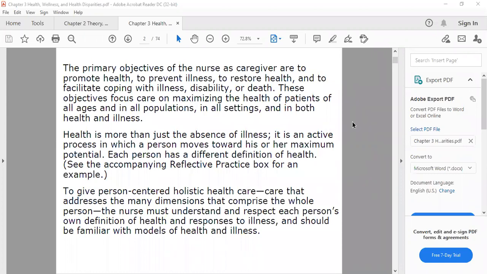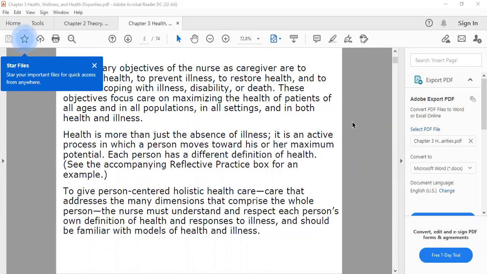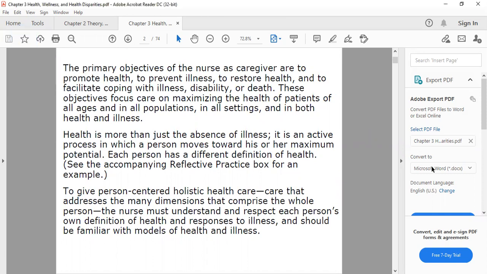All right, so primary objectives of the nurse are to promote health, prevent illness, and restore health, also to help the patient cope with illness, disability, or death. We're focusing on this in all patient populations, in both health and illness. Health is more than just not having the illness itself. It's actually that person being able to move back towards their maximum potential. So remember, we talk about being able to put the patient back to their previous level of functioning.